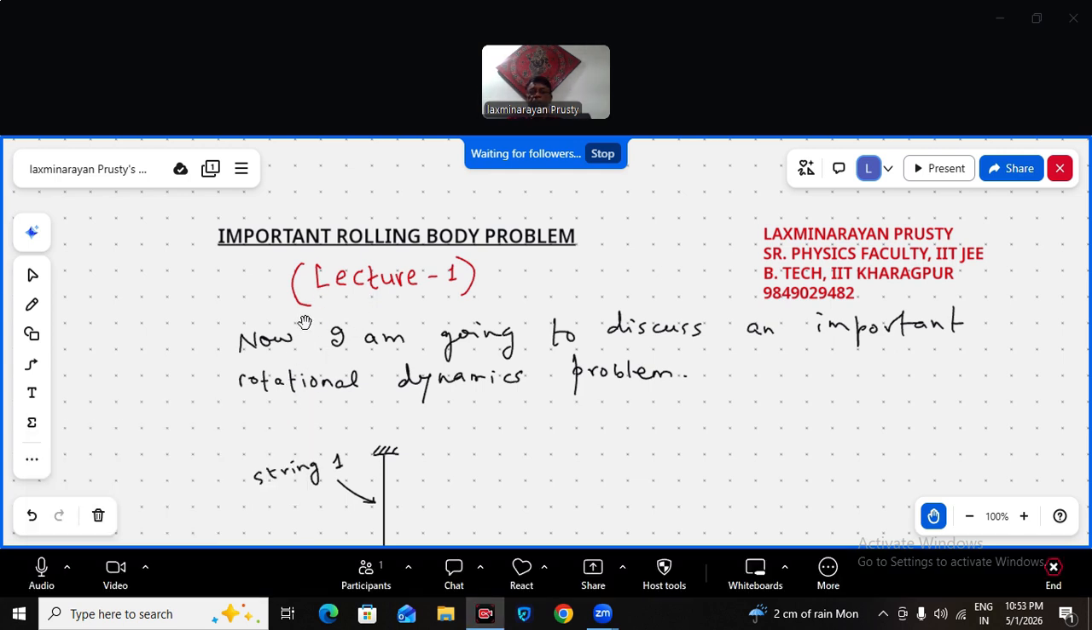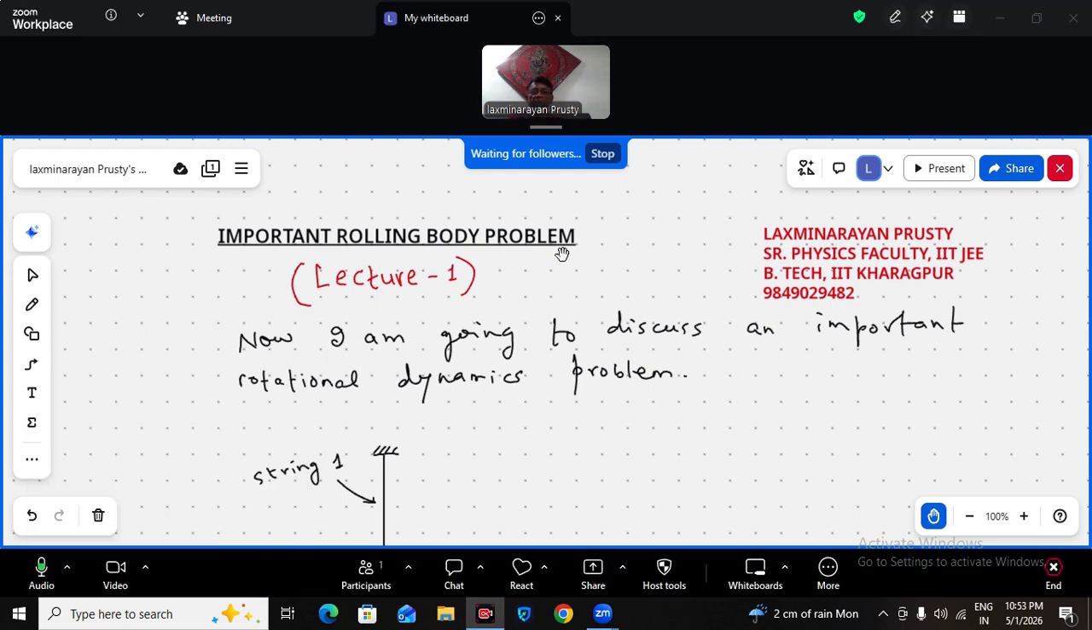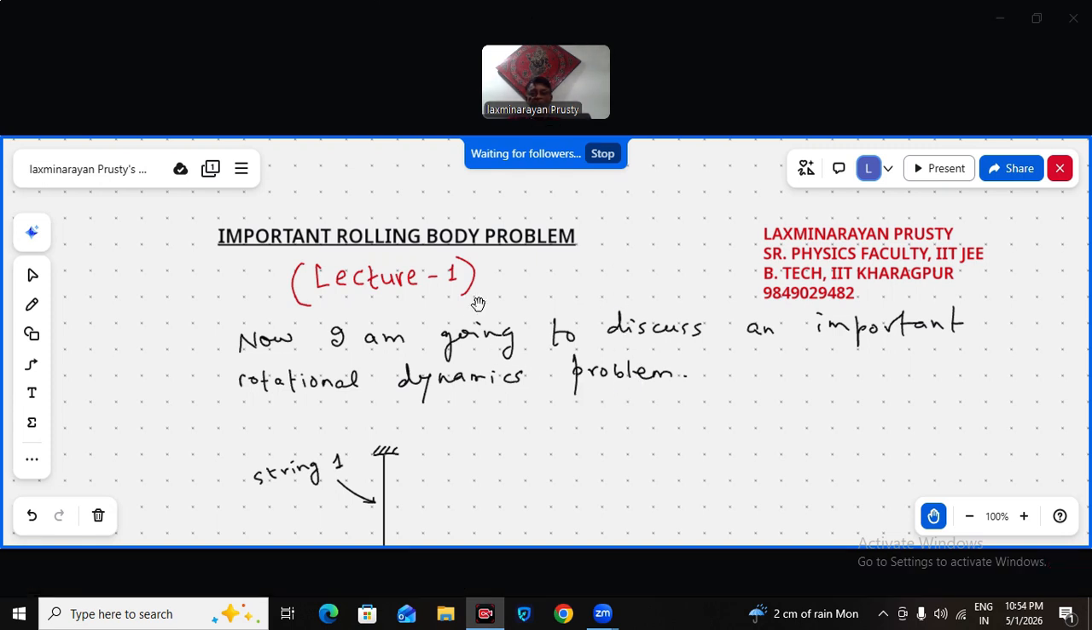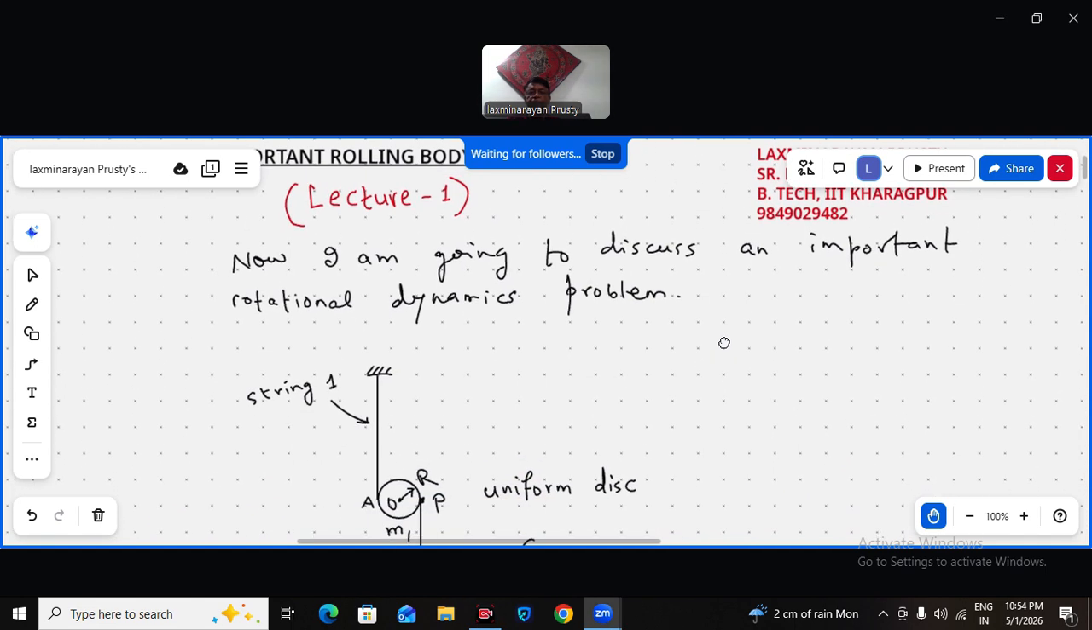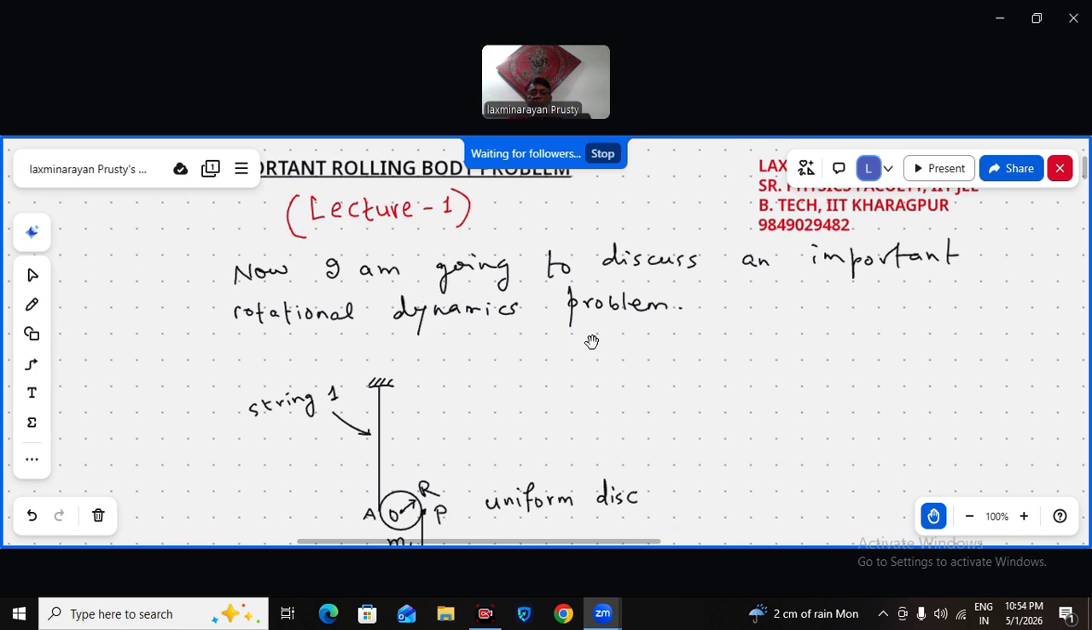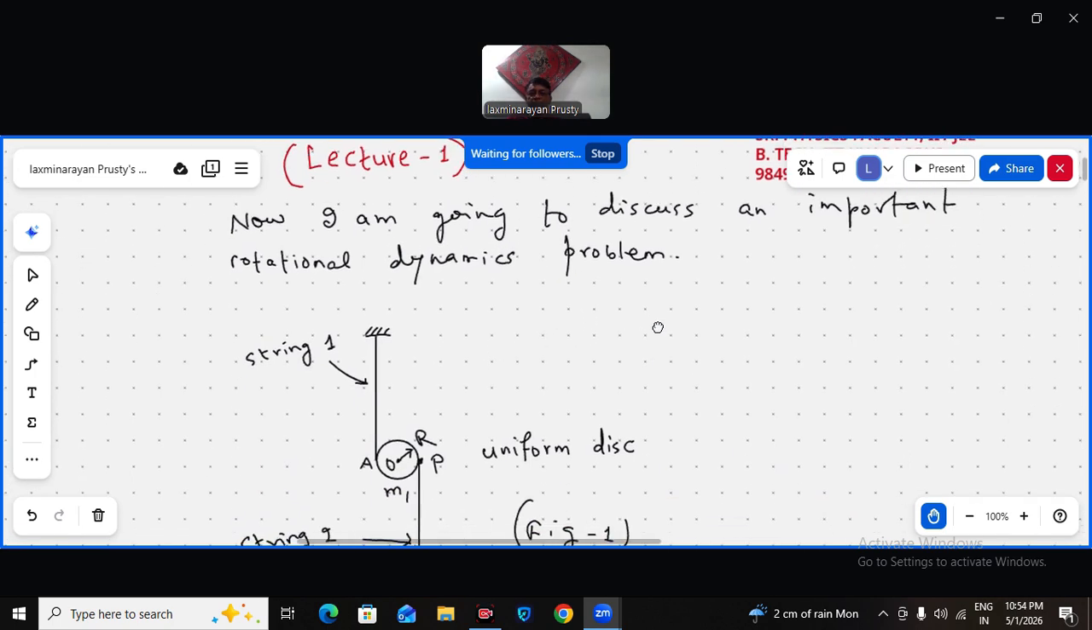See the topic: important rolling body problems. I'll give a few lectures on this. This is lecture 1. So, what I'm discussing now, I'm giving you in the diagram.